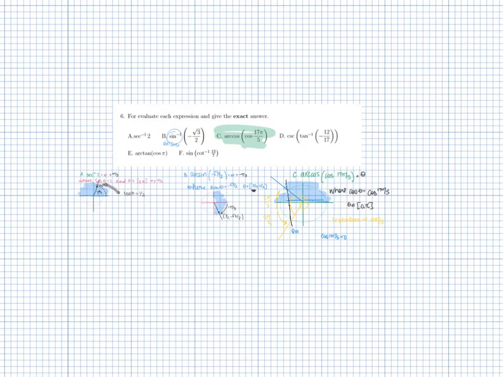So in fact, we want to know what this rotation is. This rotation needs to be pi minus this value here that we need, 2 pi over 5, which actually gives us 3 pi over 5. So the answer to this is 3 pi over 5.